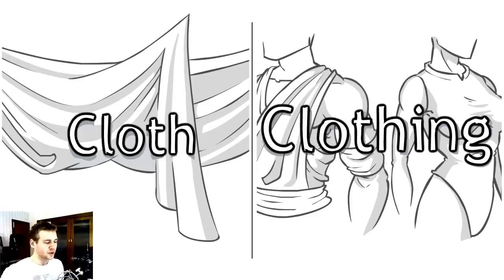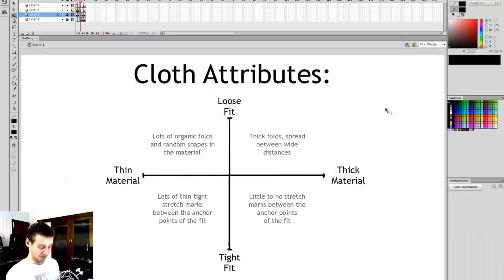So jumping into it, as in the last video, we have the two different parameters of how the cloth is affected. We have the fit of the cloth and the thickness of the material. As we have in this example here, clothes that are a loose fit and a thin material have lots of organic folds and random shapes in the material. Really thin lines, like if you grab a silk scarf and you drop it, it's going to have lots and lots of little intricate folds.